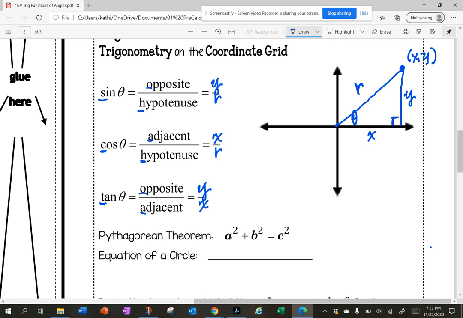So we're really thinking about the Pythagorean theorem, which is leg squared plus leg squared equals the hypotenuse squared. I'm doing that, but I'm using the equation of a circle with the center at the origin, x squared plus y squared equals my radius squared. And we learned this in geometry.